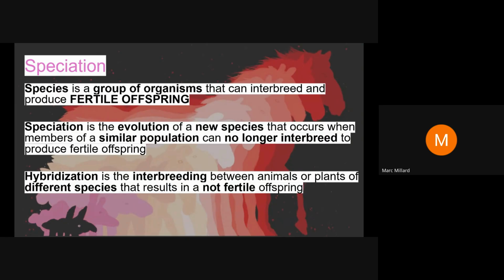Sometimes we can have something that's called hybridization, which is the interbreeding between animals or plants of different species that results in an organism that is not fertile. So they get offspring, but the offspring are not fertile.